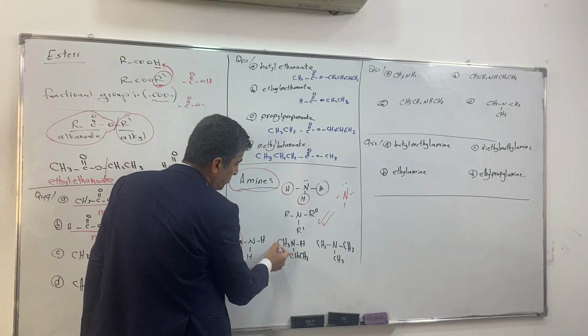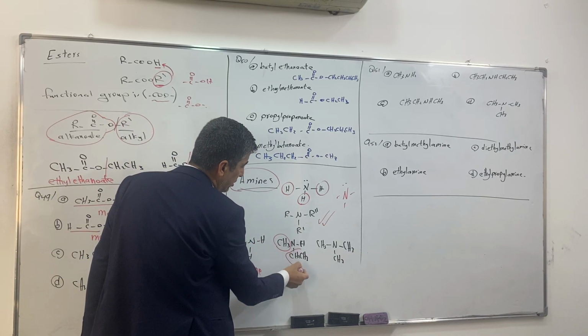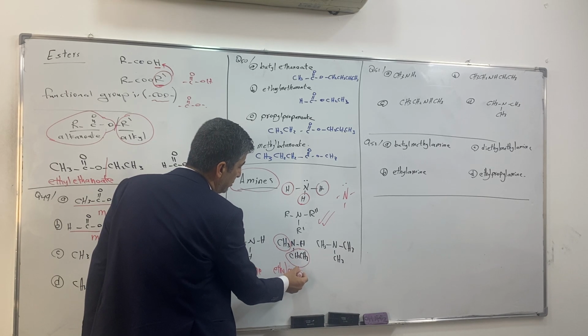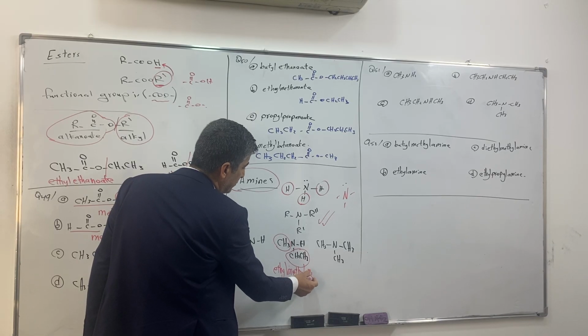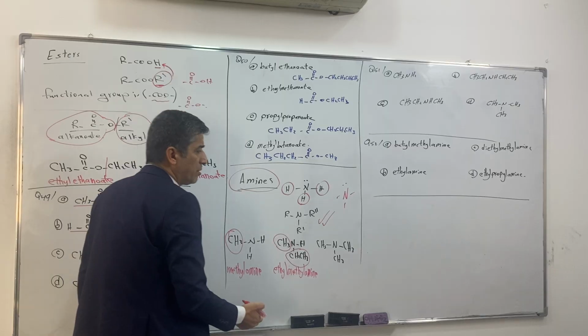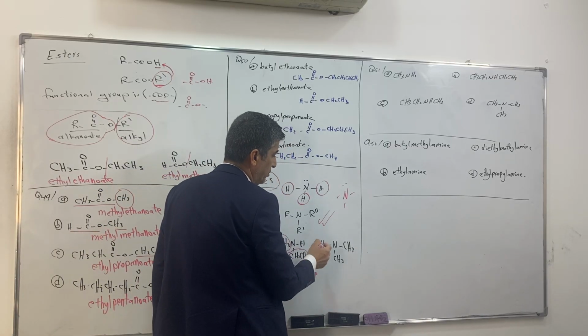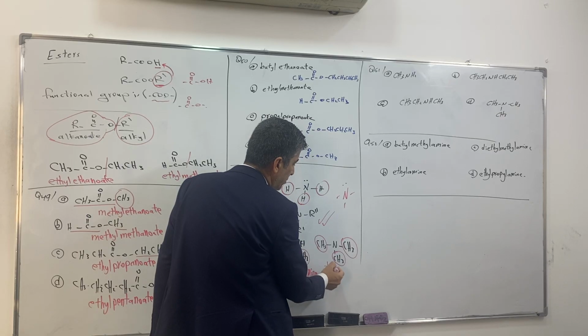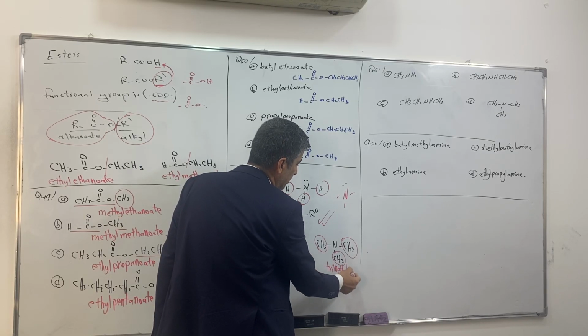But this compound has a methyl and an ethyl group. We can say ethyl methylamine. According to English alphabetical order, ethyl comes before methyl. We have trimethylamine here, trimethylamine.